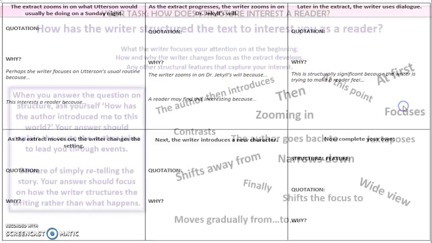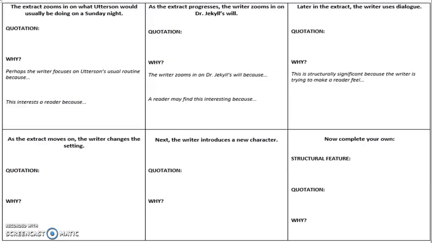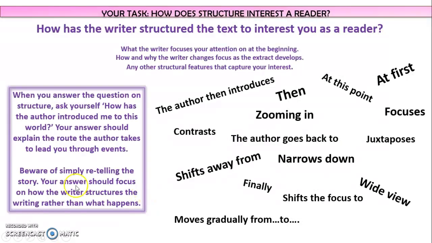I'm going to give you some really good key terms here as well that you can use. "The author then introduces" is always a nice one to use, or "the author goes back to," "juxtaposes," "shifts away from." There's lots of really great vocabulary you can use when you answer your questions. Even though this is based on Dr. Jekyll and Mr. Hyde, you can apply this plan to other texts, such as A Christmas Carol, An Inspector Calls, or Great Expectations, or whatever text you're looking at. So you can make those changes and apply them elsewhere as well.